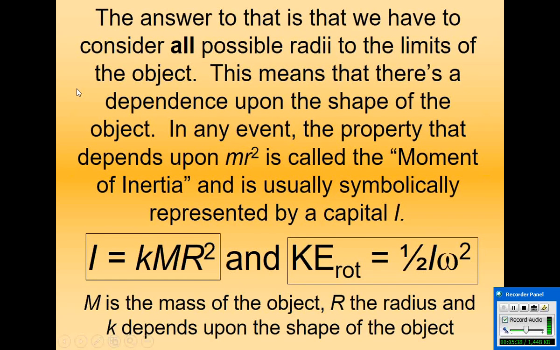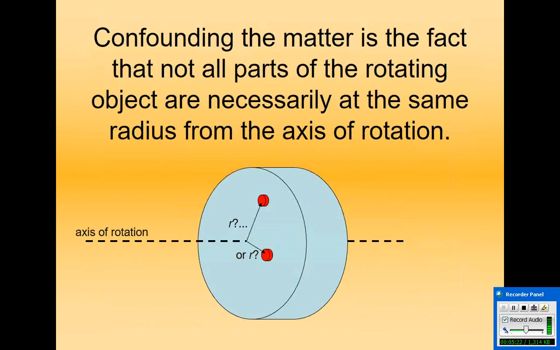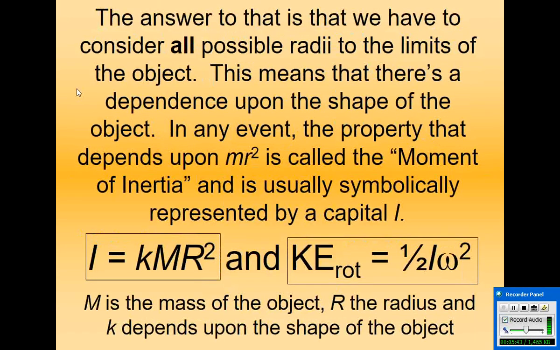In the entire object, because of all the possible different little values of r, we can't really use any of them. What we would like is an expression in terms of the overall radius of the object. We'll call that overall radius capital R. The shape of the object is going to affect this mass analogy in rotational motion. Now, this mass analogy is called moment of inertia, and it's represented by a capital letter I.